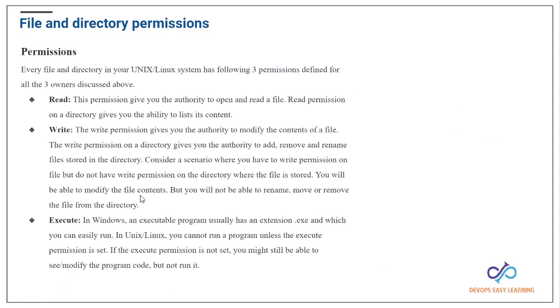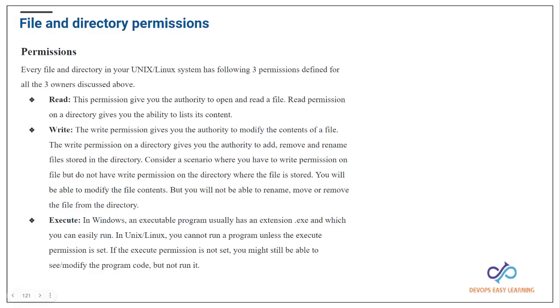Files and directory permission again. We have three types of permission: read, write, and execute. When we say read permission, what does that mean? That means a user can see the content of a file, or list the content of the directory if it is a directory. When we say write, it means if it is a file, a user can open the file, edit the file, and save it.